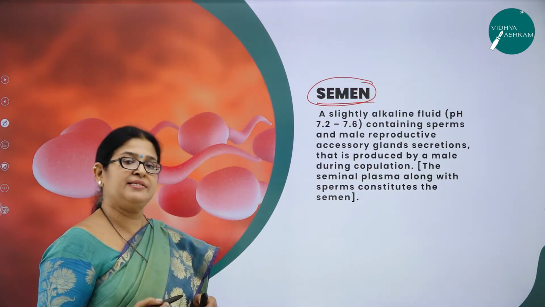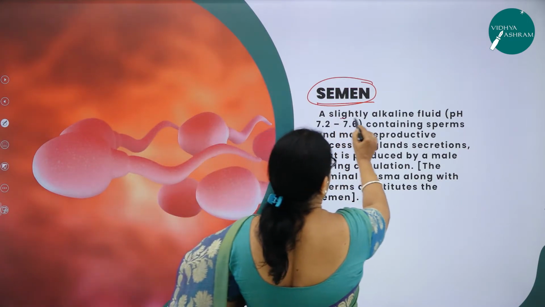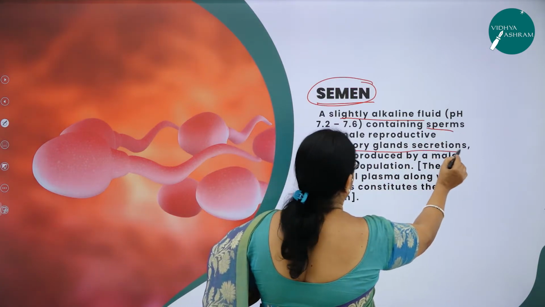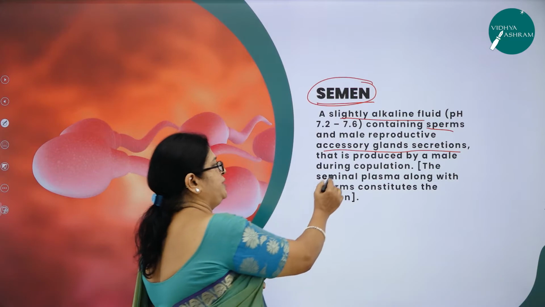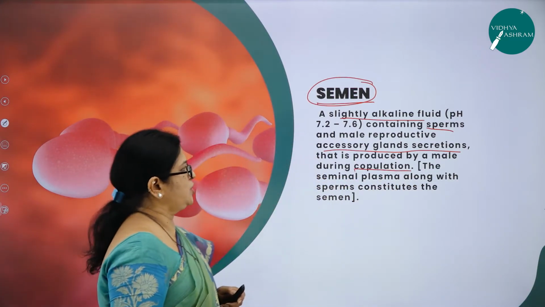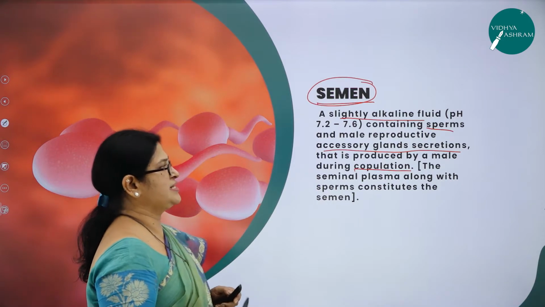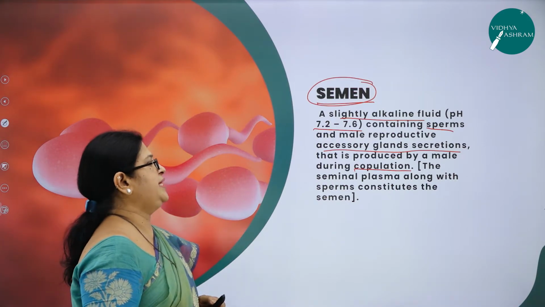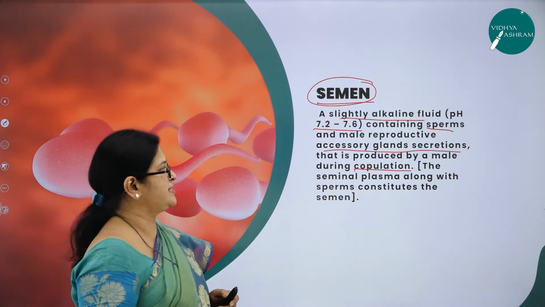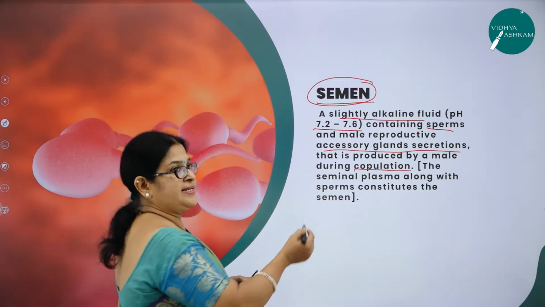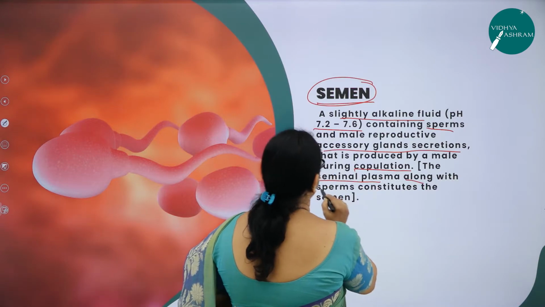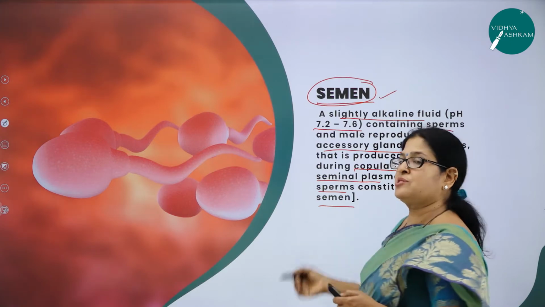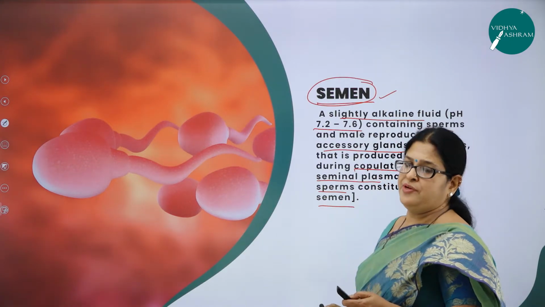And what is the nature of this semen then? The nature of semen is it is a slightly alkaline fluid and it contains what? Sperms. And the reproductive accessory gland secretions that are produced by the male during copulation or during intercourse. So what is semen? Semen is nothing but a slightly alkaline fluid with a pH of 7.2 to 7.6 containing sperms as well as the male reproductive accessory secretions, right? And as I said, the seminal plasma along with the sperms constitutes what? Semen. Right, hope you have understood what is semen. Again, this is also asked in exam. What is the composition of semen?